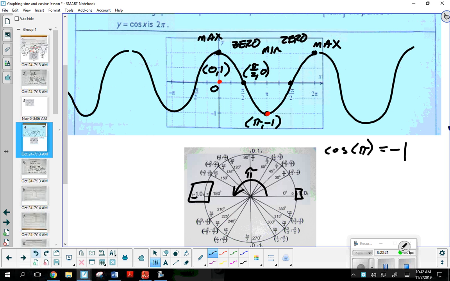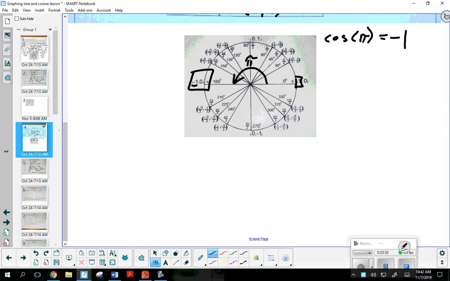Okay. What's this one right here, the second 0? 3 pi over 2 radians will give me what? 0. And again, okay, look over here. If I were to rotate all the way around 3 pi over 2, here's the ordered pair. What's the x value? 0. That's all we're doing is evaluating the trig function as we rotate. Is everybody okay with this?